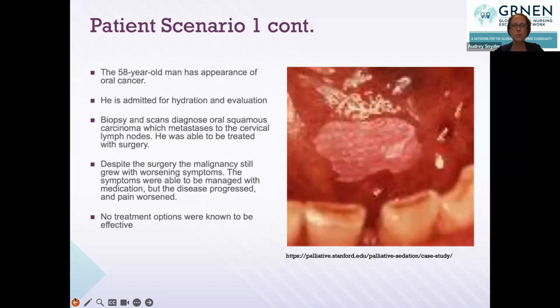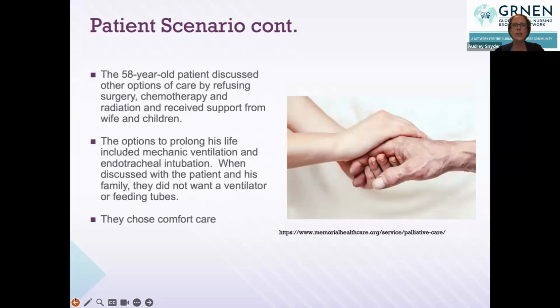But despite the surgery, the malignancy grew with worsening symptoms. And initially, they could be managed. He had pain medications. The disease progressed, his pain worsened, and there really weren't good, effective treatment options. So in talking with him, he actually refused to have any additional surgery, any chemo or radiation, but really just wanted to be supported by his family. So any options that would prolong his life would include mechanical ventilation, an endotracheal tube, and a feeding tube. And when this was discussed with him, he chose to not go that route. He chose to have comfort care instead.